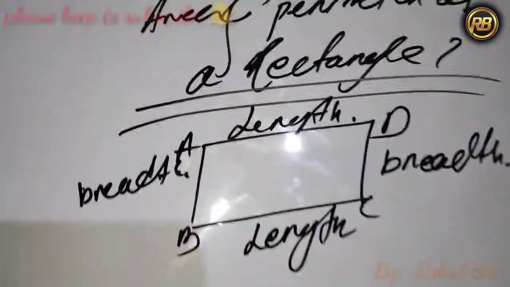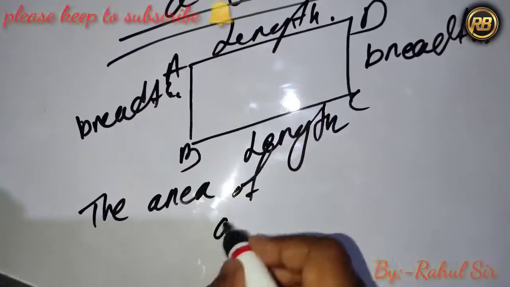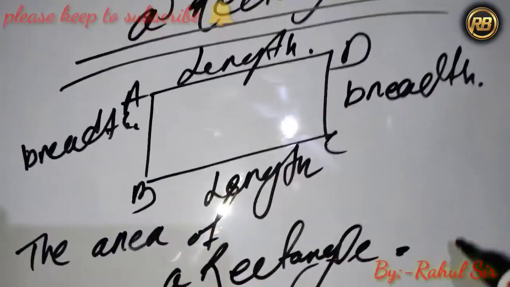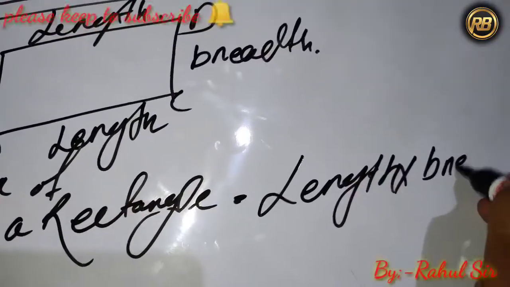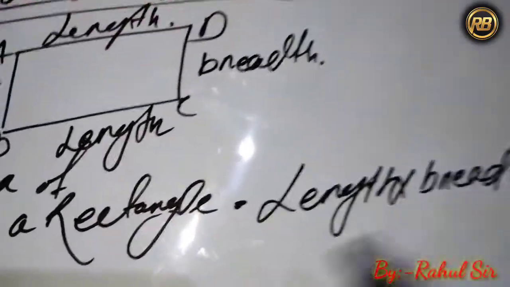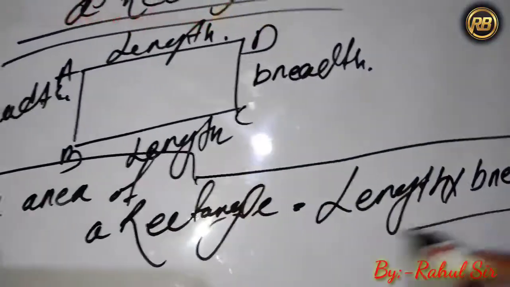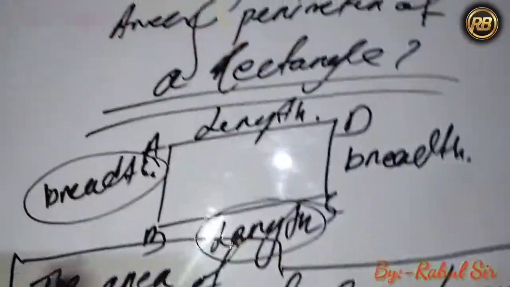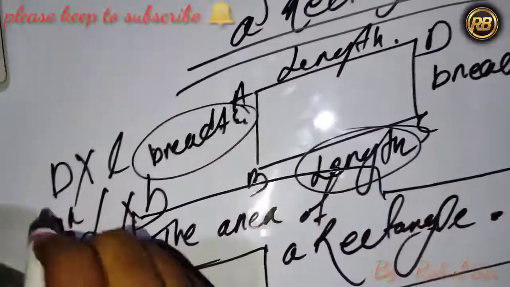Then the area of a rectangle is equal to length into breadth. The area of a rectangle is equal to length into breadth, or L into B.